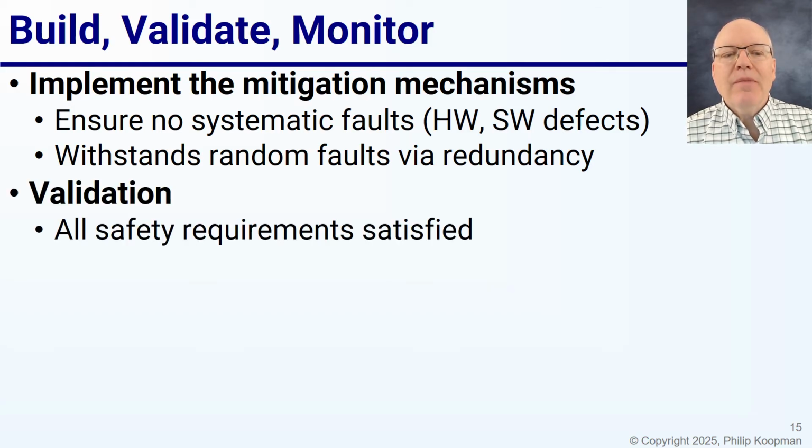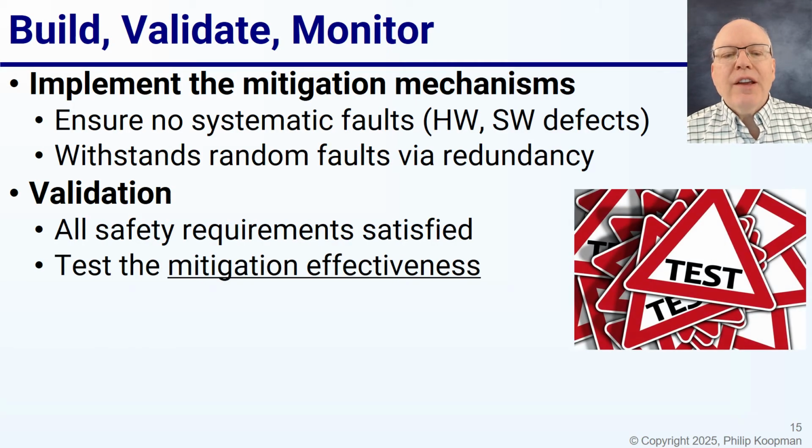You have to do validation. You have to make sure all the safety requirements are satisfied, and you have to test the mitigation effectiveness. So this is an interesting thing. When you're testing for safety, you're not testing to see if the product works. You're testing to see if something goes wrong, does the product successfully deal with that? For example, on a microwave oven, there's a switch to turn off the oven when you open the door. Well, the first thing you do when you test mitigation effectiveness is you run the microwave, you open the door, and you see if it really works. If it doesn't work, you've got a problem.